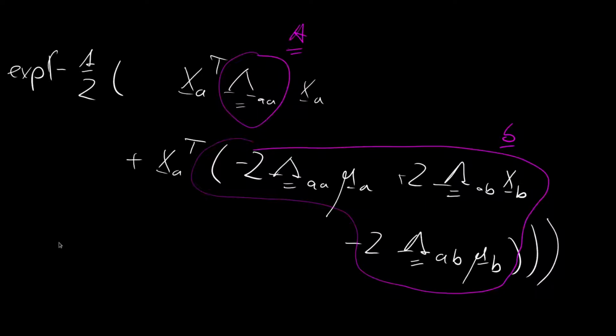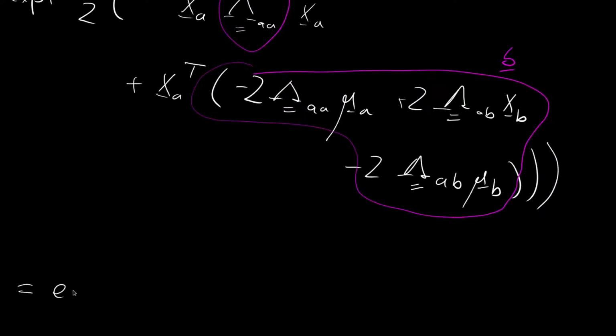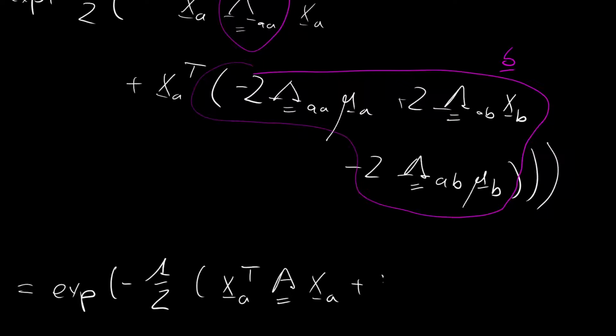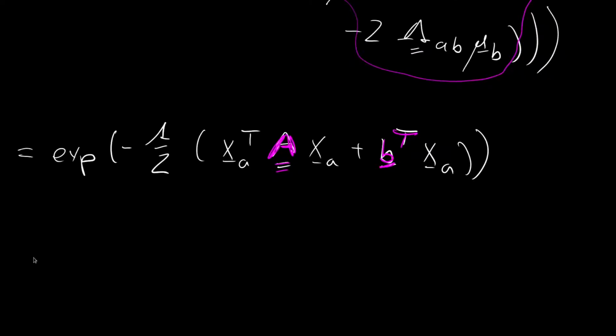Then we can write this equivalently as the exponential of -1/2 of XA transpose times matrix capital A times XA plus B transpose times XA. Let me also indicate our substitution here: we have A substituted and we have B substituted. And why did we do all this? Because we have a general result for the completion of the square if we have it in this form.